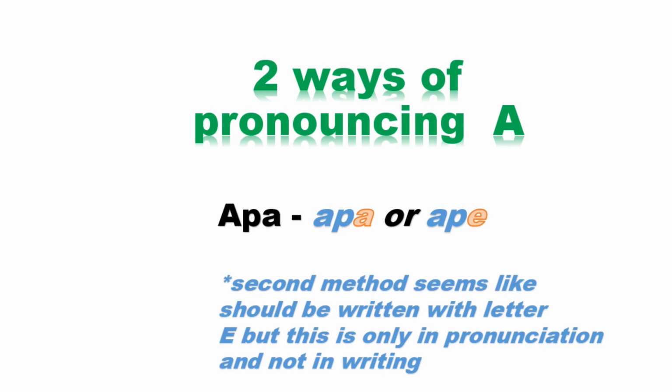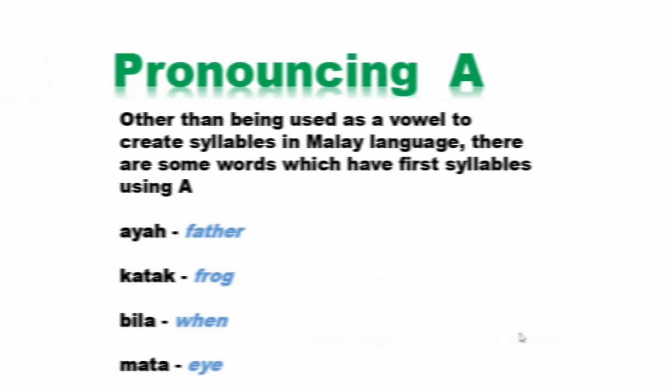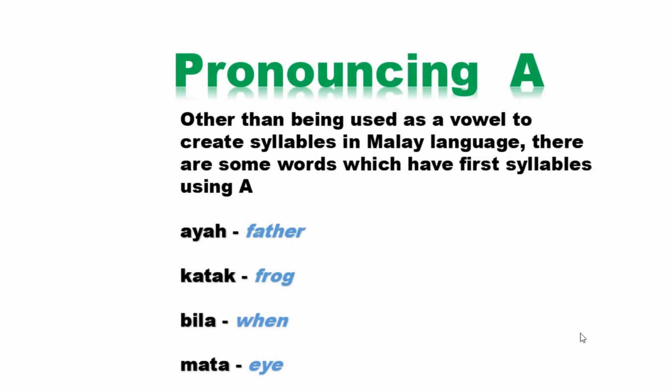You can pronounce it as apa or upper, where the second method of pronunciation makes the second syllable sound like it should be written as upper. I will give you some word examples. Ayah, kata, lapar, bila, mata.